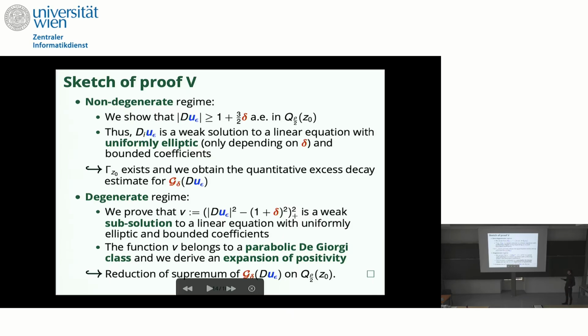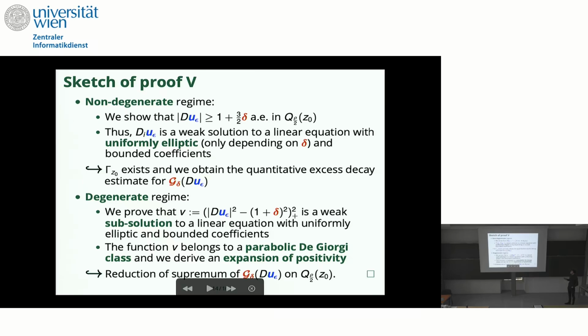Okay, what can we do in the non-degenerate regime? Basically, as I said, it seems we are non-degenerate, so we should have a lower bound, and we do have. So we can prove that this du epsilon is controlled from below by 1 plus 3/2 delta, almost everywhere, at least on the next step of the iteration, on the cylinder with radius half the radius before. What this tells us is the equation is uniformly elliptic with respect to delta only. So we can nicely discard the epsilon contribution of the Laplacian.